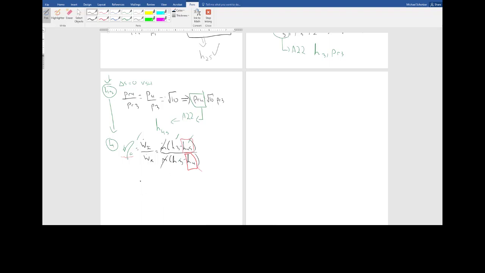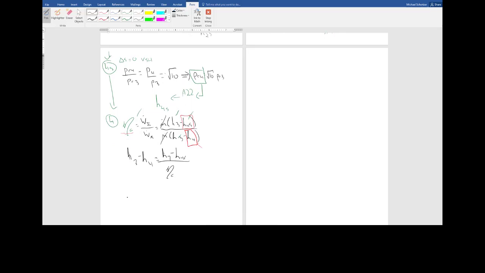So this is going to be H3 minus H4 is equal to H3 minus H4S over the compressor efficiency, or H3 minus H4S over compressor efficiency is equal to H4. Now we have H4.